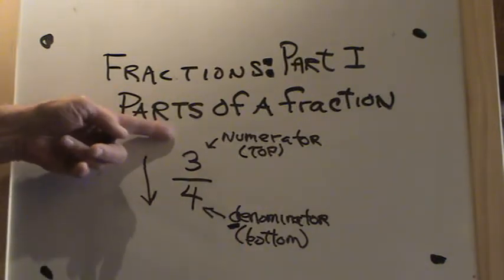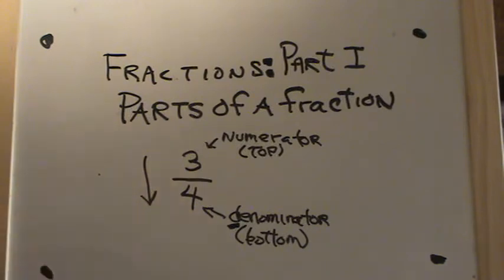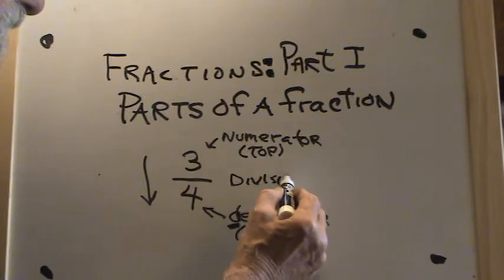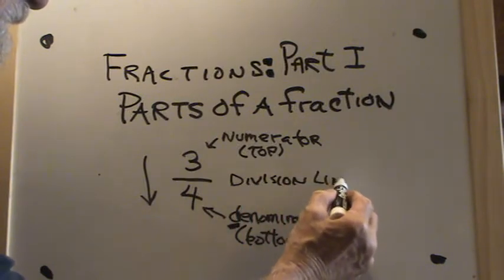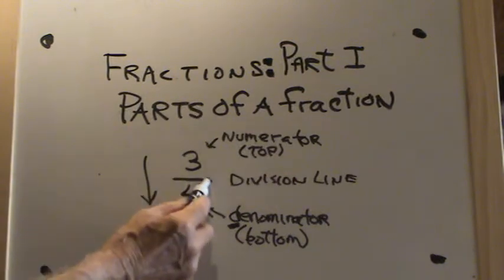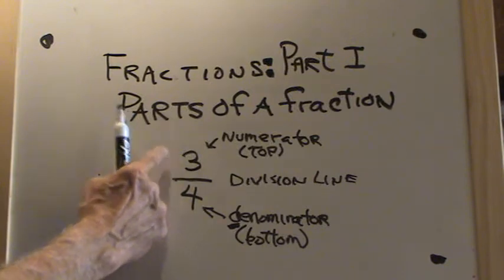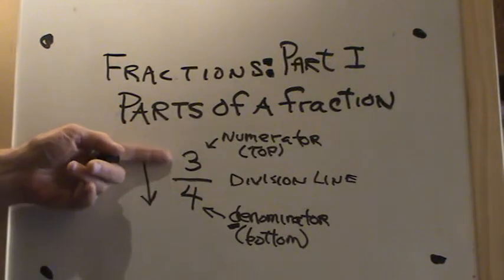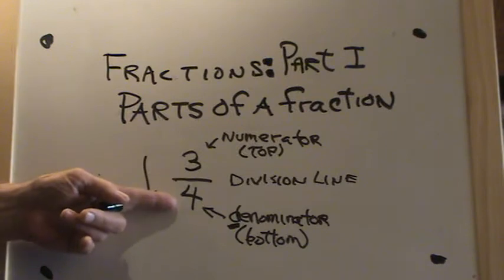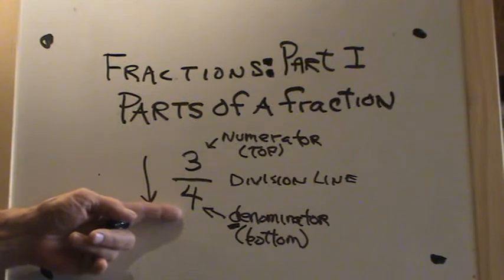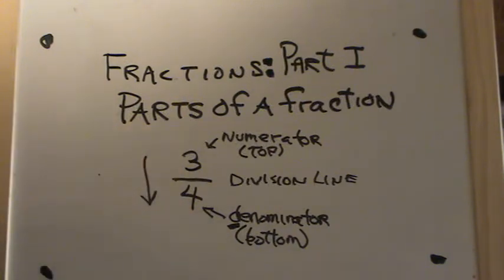So we have a numerator, a denominator, and then we have this, a division line. And this fraction actually means 4 divided into 3. So 3/4: we have the numerator, a denominator, and this division line. It means the bottom part, the denominator, divided into the numerator. 4 divided into 3. So those are the parts of the fraction.